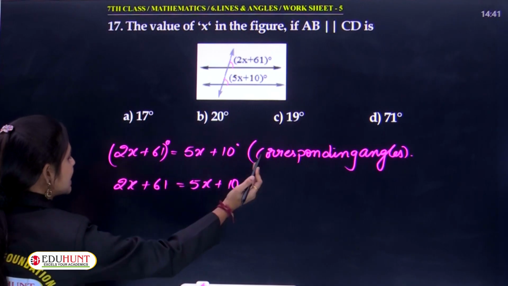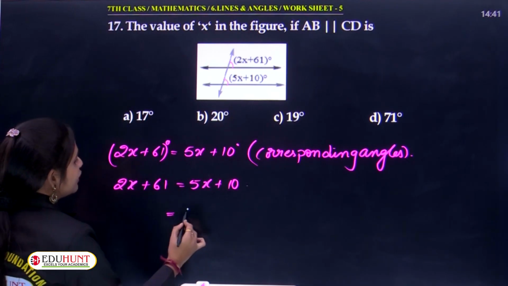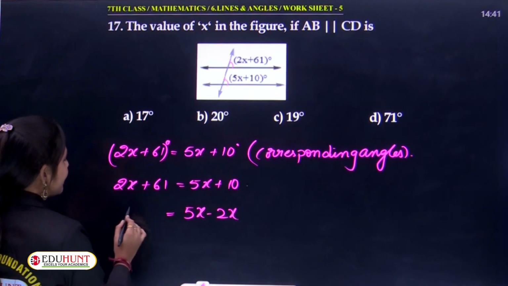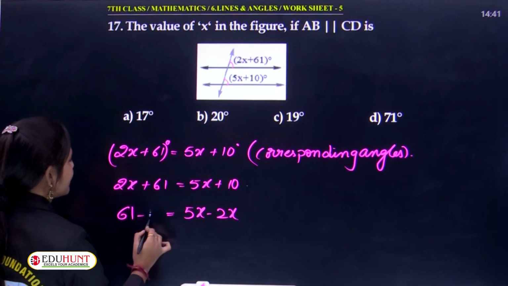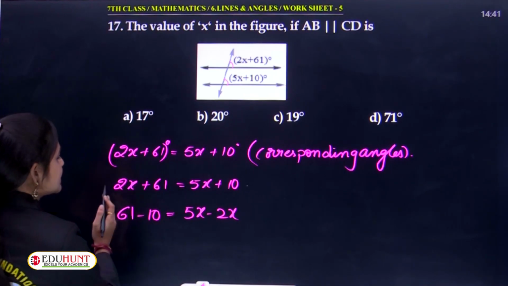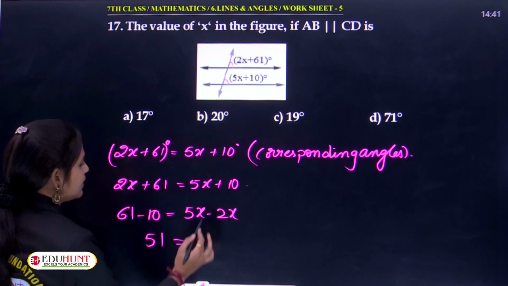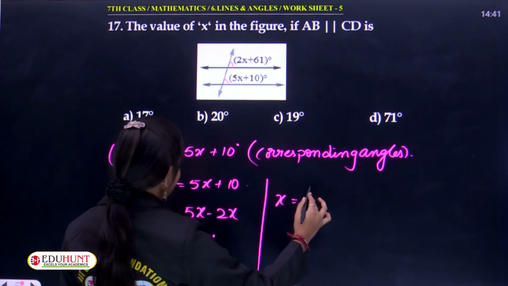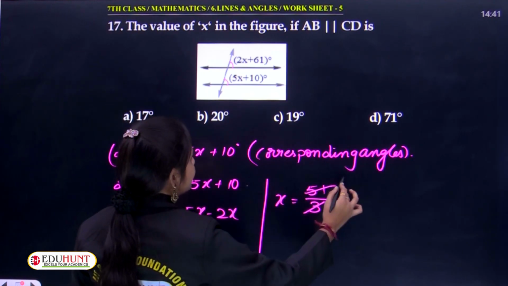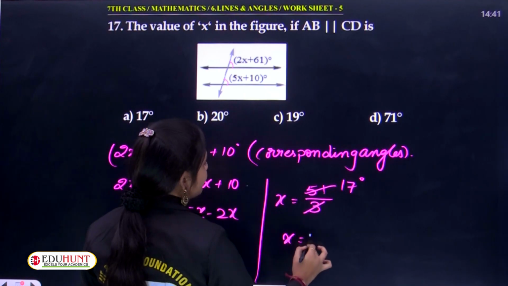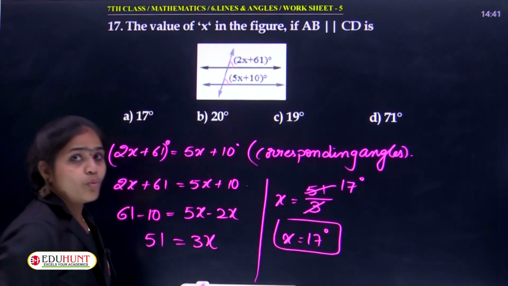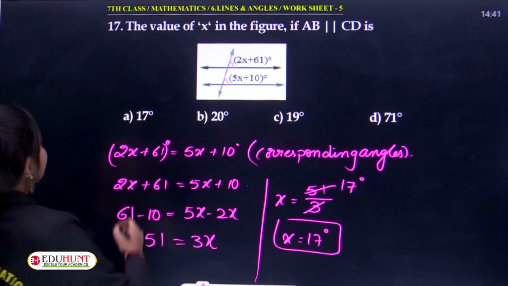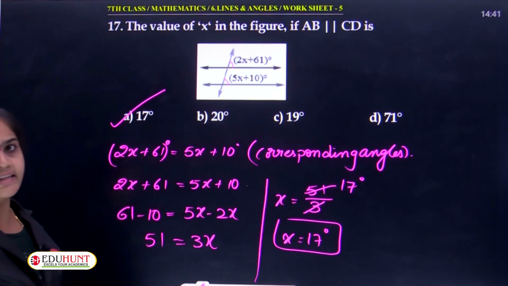Just 2x transposes to the RHS side. Then here 5x minus 2x, and here 61 is there. Now here 61 minus 10, which is equal to 51, is equal to 5x minus 2x, which is 3x. From this, x is equal to 51 by 3, which is 17. Then x is equal to 17 degrees. What did they ask here? X value only, no, we need to find out. That's why x is equal to 17 degrees.